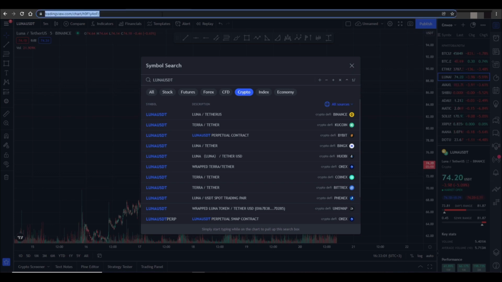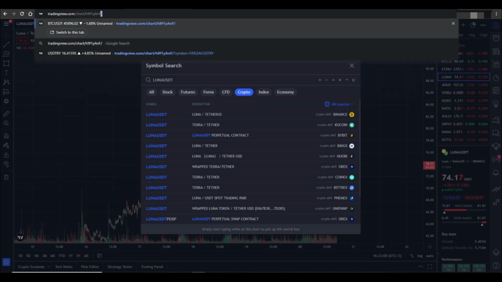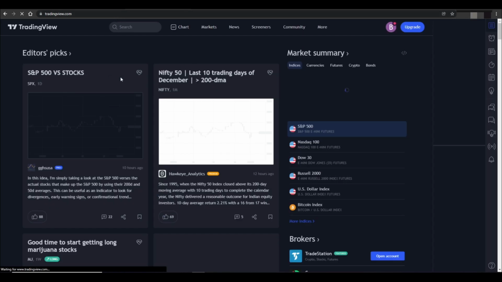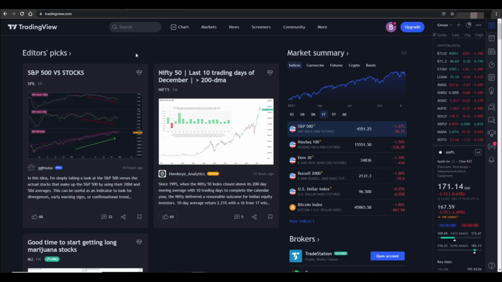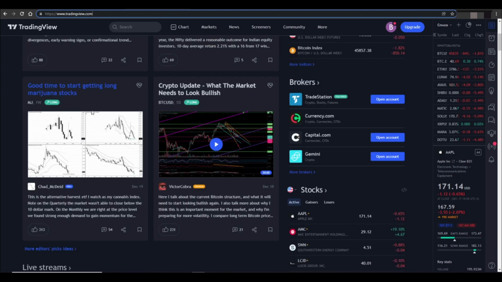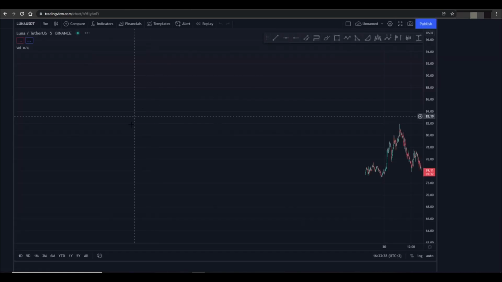Alright, let me go from the beginning. Okay, TradingView. This is what you'll see when you open up TradingView. It goes tradingview.com. I will leave a link in the description. Alright, here you can take a look by yourself. So by clicking the chart here, you're going to the chart section.